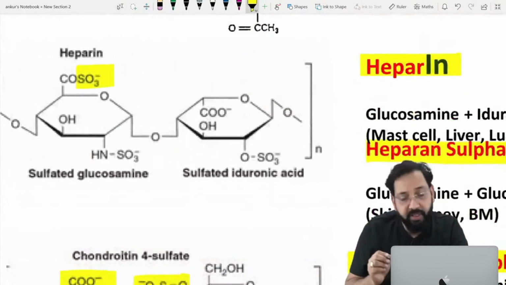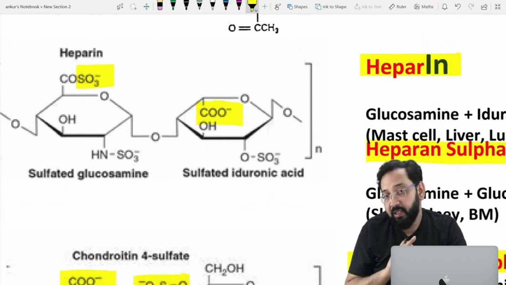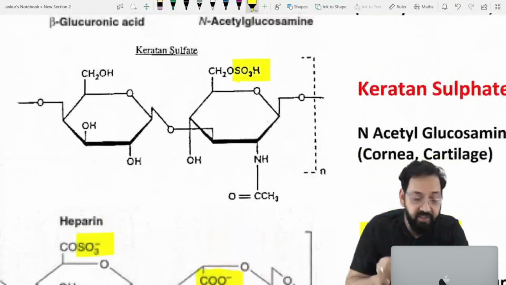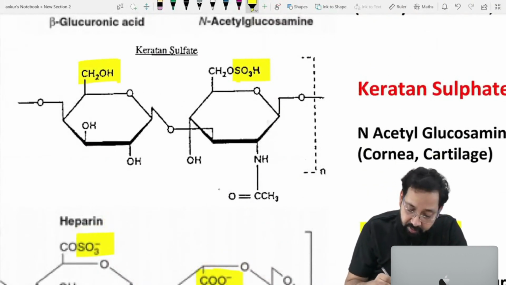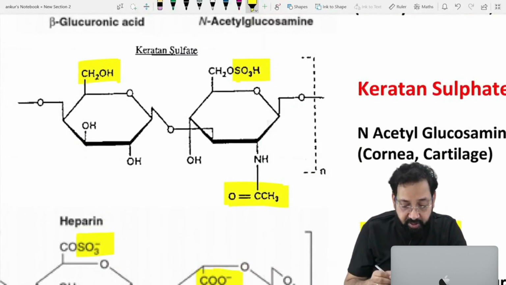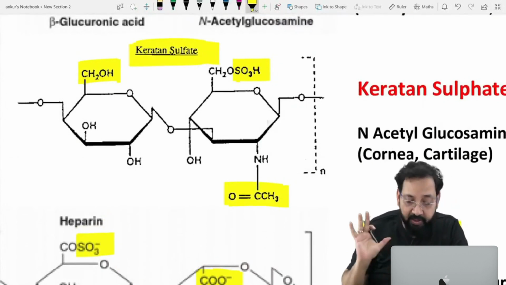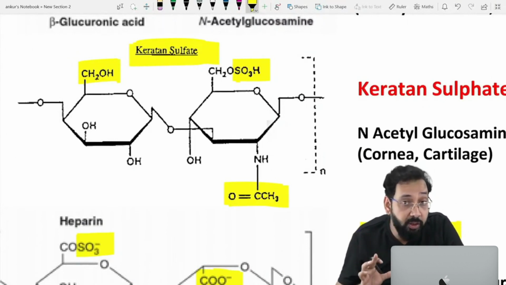If sulfate is there, it can't be hyaluronic acid. If acid is there, it can't be keratin sulfate. If sulfate is there, it can't be hyaluronic acid. Acid is not there. Mark keratin sulfate. Okay, so these two.